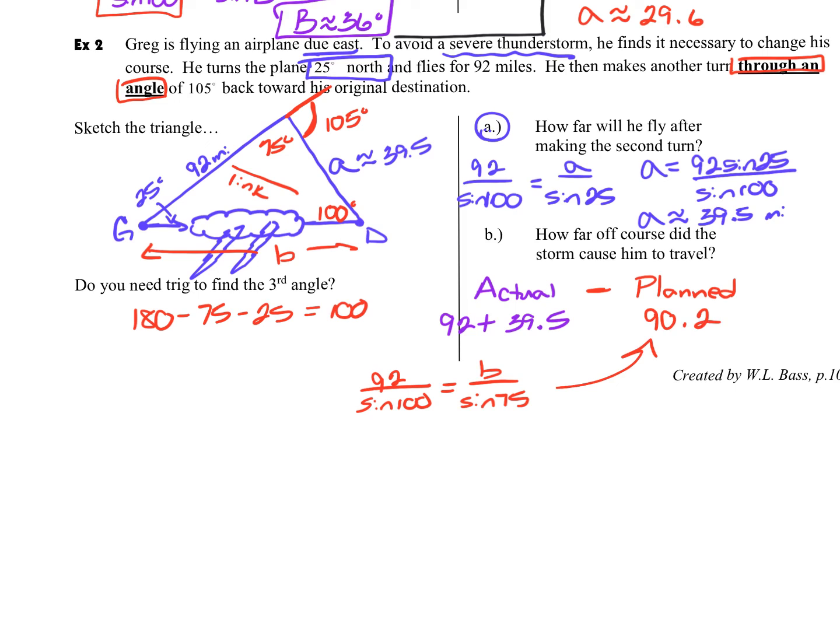90.2 miles, which means our final answer, when we type that into our calculator, is 92 plus the amount they went off course, minus the amount that he actually wanted to go, should give us, he went 41.3 miles out of his way to avoid that storm.